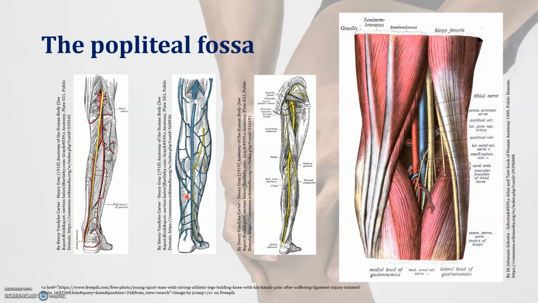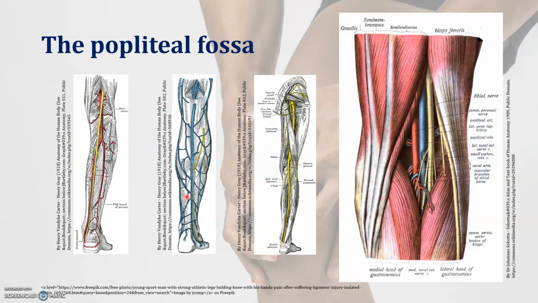This larger picture shows clearly the large vessels and nerves that traverse the fossa. What is less obvious is that the floor of this fossa consists of the posterior surface of the femur, the fascia over the popliteus muscle, and the knee joint, the capsule of the knee joint. So there's not much between the fossa and the bony structures of the knee.